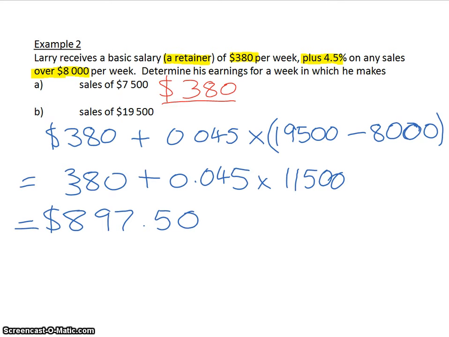As you can see, this question had a few little tricks. The first one was the retainer, which was a little bit tricky, and then the key part being the over 8,000. Unfortunately, this is how some jobs run, and it's not very nice if you don't sell anything.